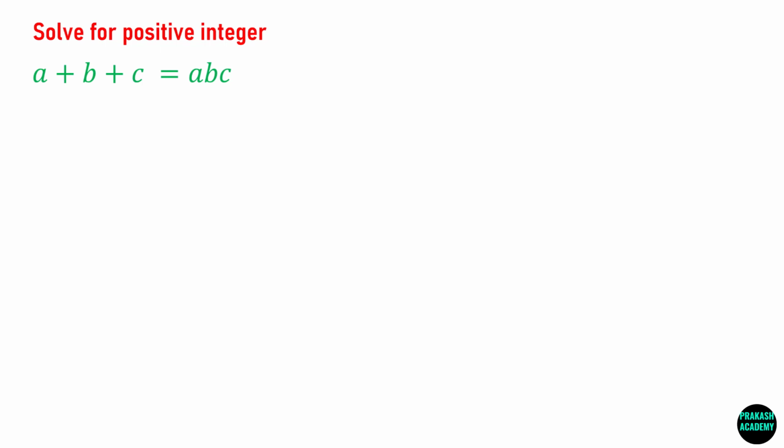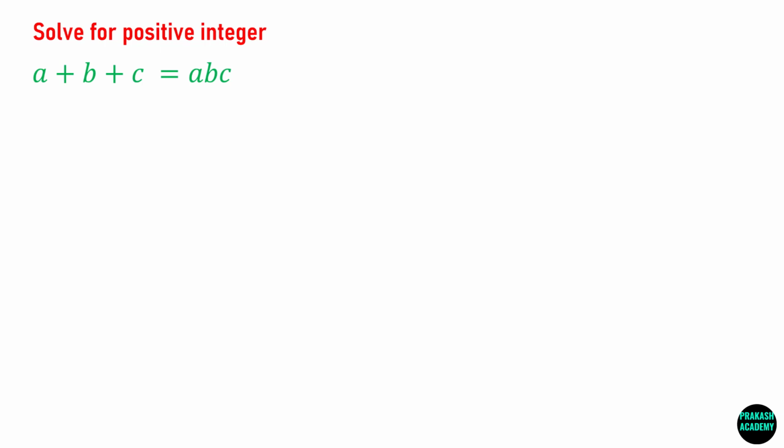So in this problem, you have to solve for positive integers a, b, c. The equation is a plus b plus c equals the product of a, b, c. So you have one equation and three unknowns. How will you solve this problem?